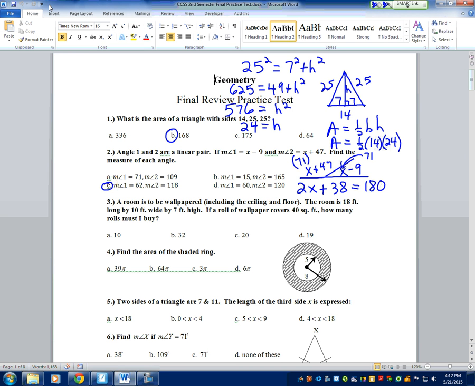It says a room is to be wallpapered, including the ceiling and floor. So it's going to be a crazy room. The room is 18 feet long by 10 feet wide by 7 feet high.